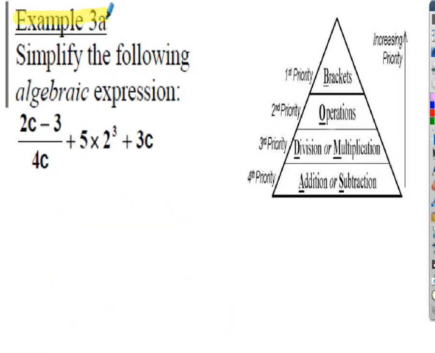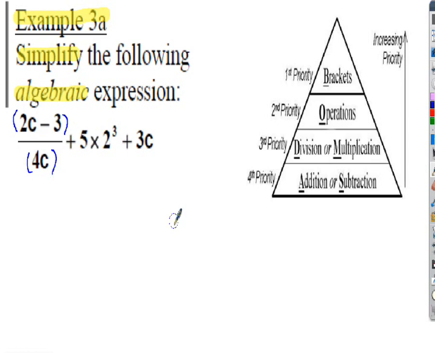In example 3a, again we're asked to simplify the following algebraic expression. We're given 2c minus 3, all divided by 4c, and we're adding to that 5 multiplied by 2 cubed, and we're adding to that 3 multiplied by c. If you want to add brackets around the numerator and denominator, that helps you clarify the problem, that's fine.